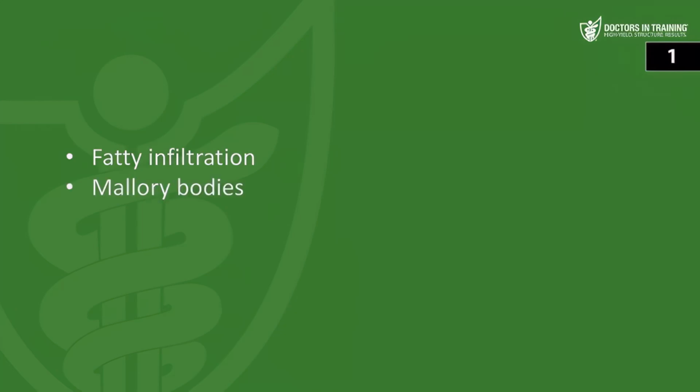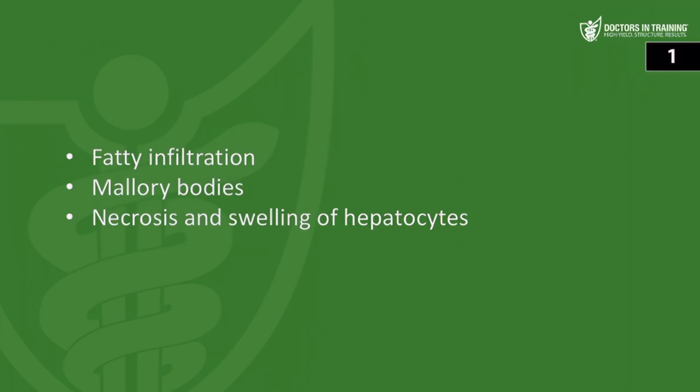You can see Mallory bodies, which are intracytoplasmic eosinophilic inclusions, but again, these are not specific for alcoholic hepatitis. They can also be seen in alcoholic cirrhosis, Wilson's disease, primary biliary cirrhosis, and hepatocellular carcinoma. But they're most commonly seen in patients with alcoholic liver disease. Then you might also see necrosis and swelling of the hepatocytes.